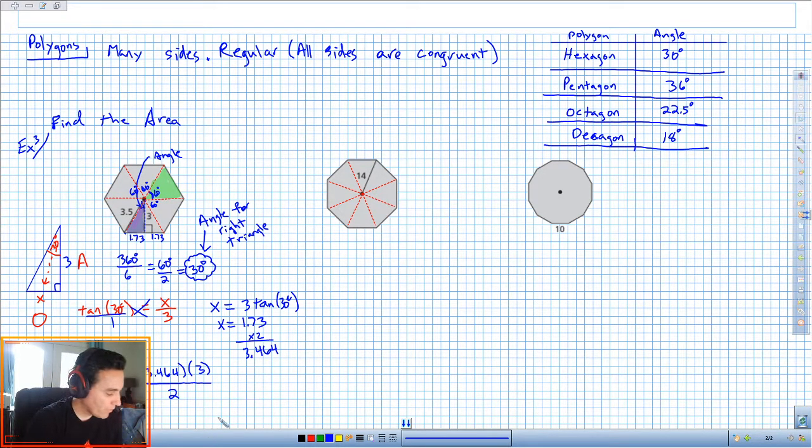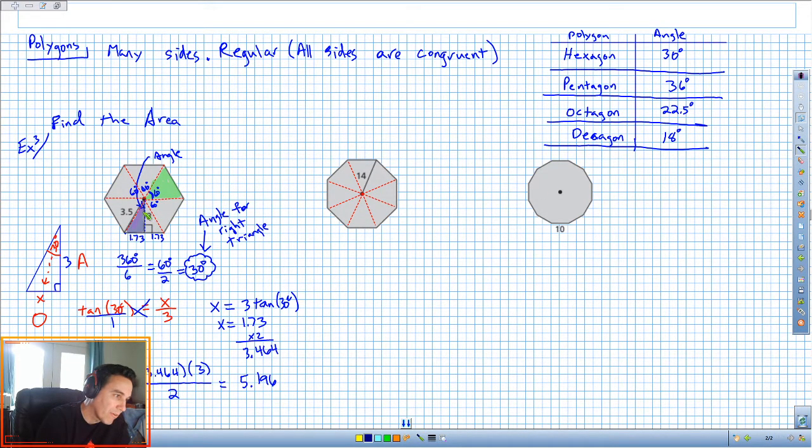So 3.464 times 3 divided by 2. Your answer should be 5.196. Okay, don't round it yet. That's the area of this one triangle, this piece of the hexagon, the whole triangle right here that I'm outlining. So we just found the area of that triangle.